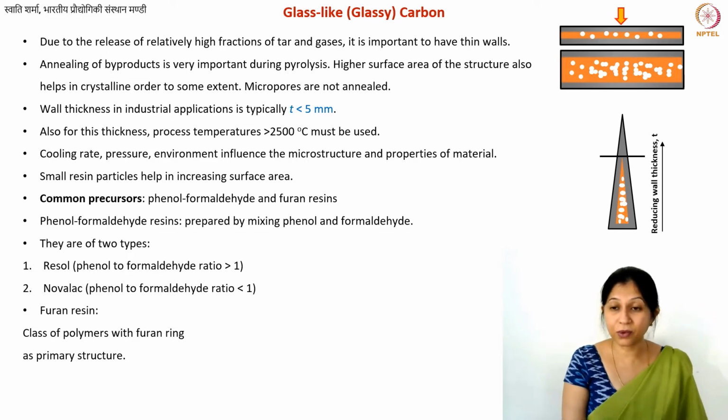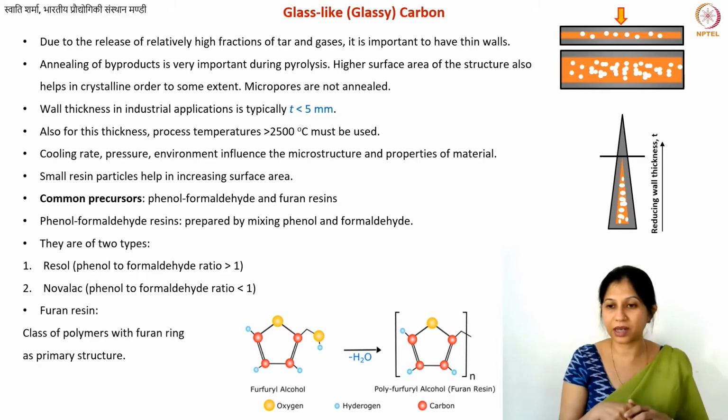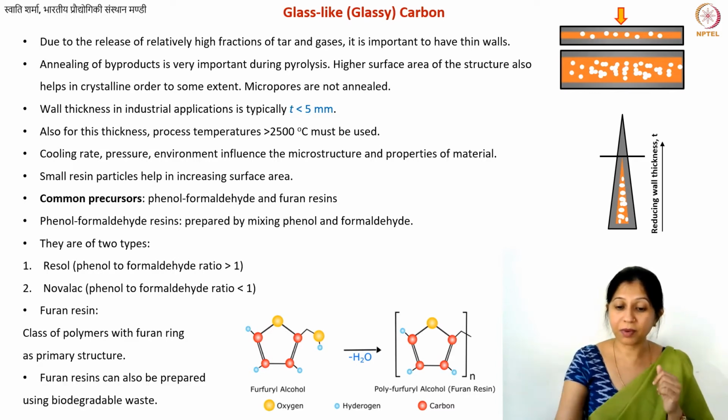Another precursor is furan resin. What is the furan resin? This 5-membered ring is known as the furan ring. The very common furan resin is furfuryl alcohol, and when you polymerize it, you call it polyfurfuryl alcohol, and this is also one common precursor. The advantage of furan resins is that they are relatively cheaper, and they also give you very good quality glassy carbon. So these are also very common precursors.